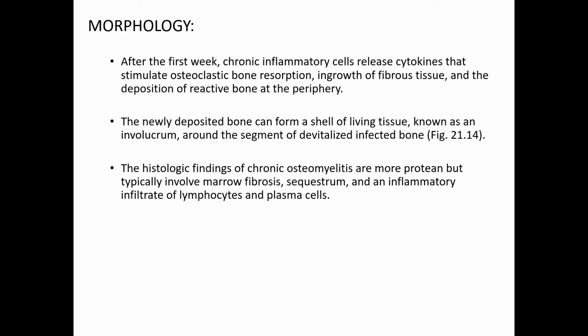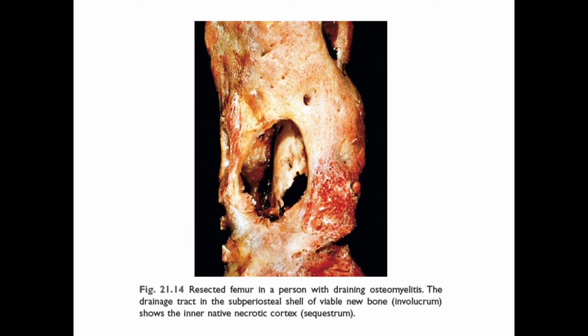يبدي هذا laying down of a shell يعني شلون نقول قشر البصل shell of living tissue يبدي يتكون حول الfocus of inflammation or the infected bone. The histological finding of chronic osteomyelitis typically involve myelofibrosis, sequestrum, and inflammatory infiltration of lymphocyte and plasma cell. إذن هي عبارة عن fibrosis, sequestrum, و inflammatory infiltration of chronic inflammatory cells.